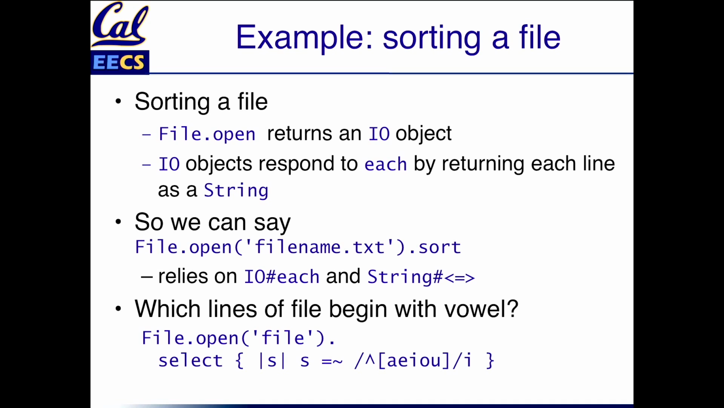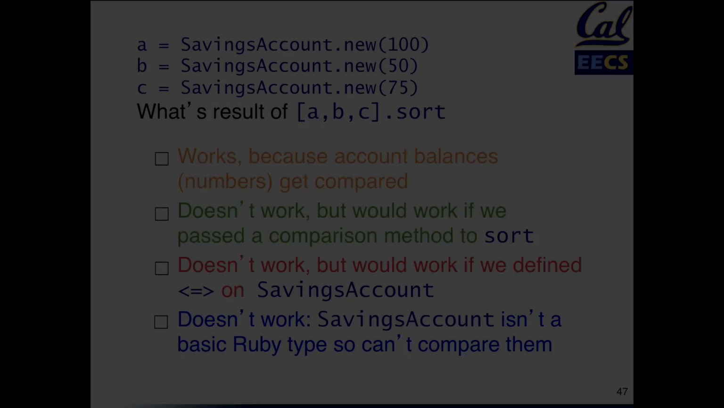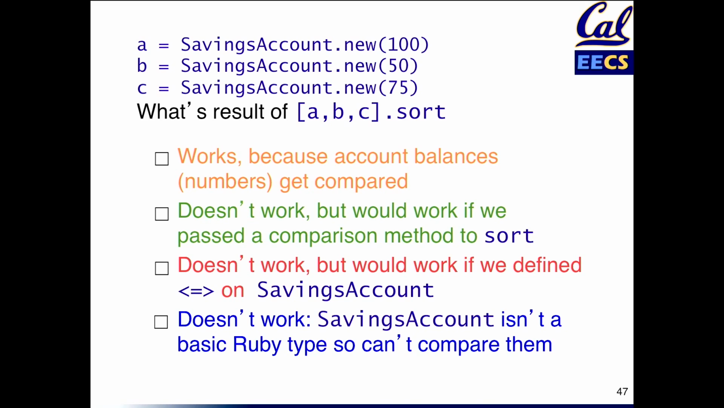We can do our own example with accounts, but before we do that, let's ask how it would be done. So if I define, here I've got 3 savings accounts that I've initialized with 3 different balances, and suppose I try to put those 3 savings accounts into an array and I try to call sort on that array. So what happens in this case?